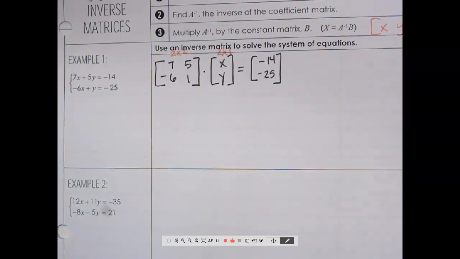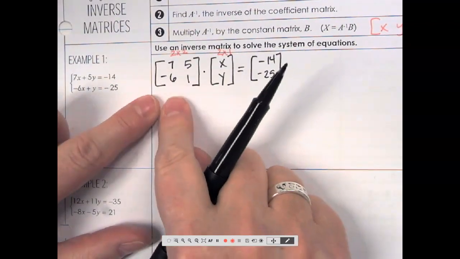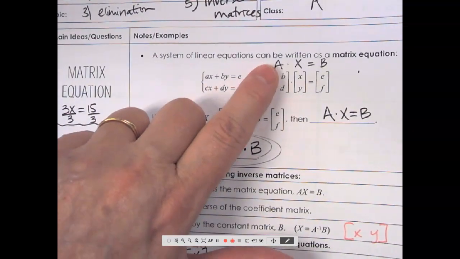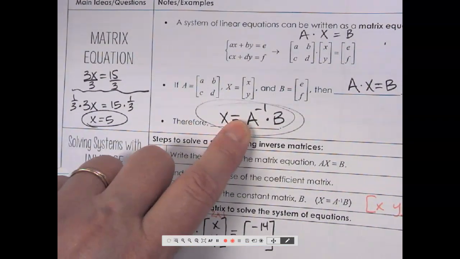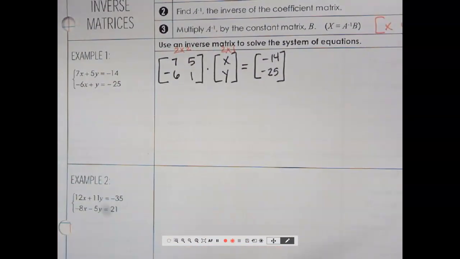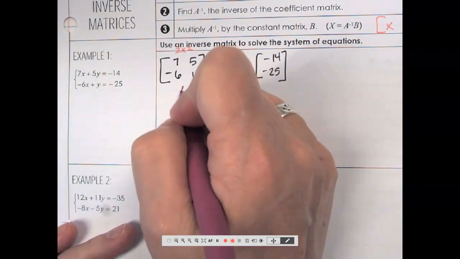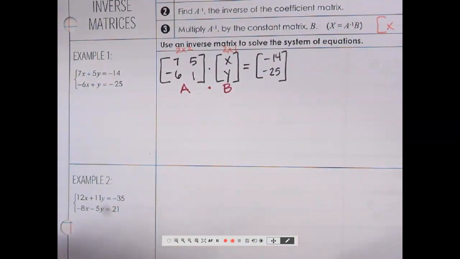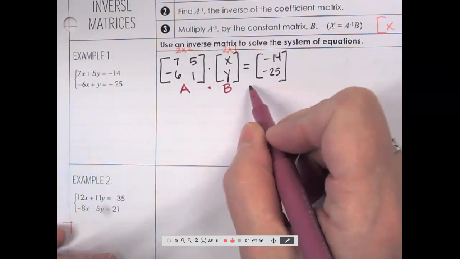The next step is to figure out what the inverse of this is. Because this is my A, and I need to know what A inverse is. Okay, so let me put underneath here. I'm going to say this is A times B. And I'm going to just use C over here.